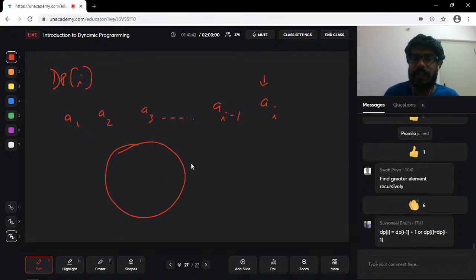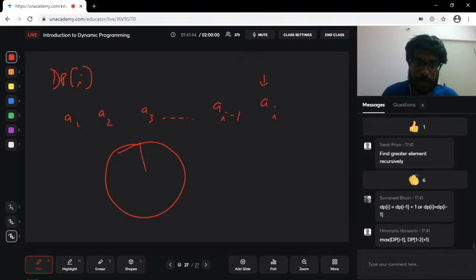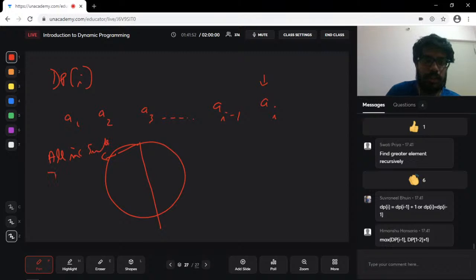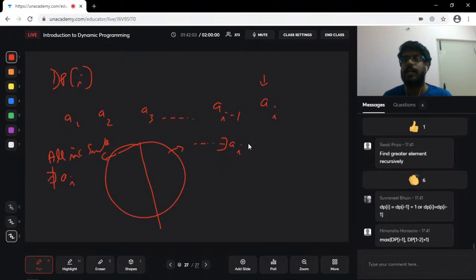So this contains all the increasing subsequences, but now I'm breaking it into 2 bags. This has all increasing subsequences which don't contain AI, right? And this contains all increasing subsequences which definitely contain AI.